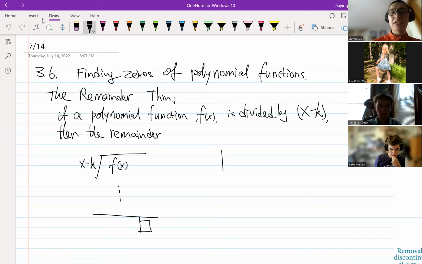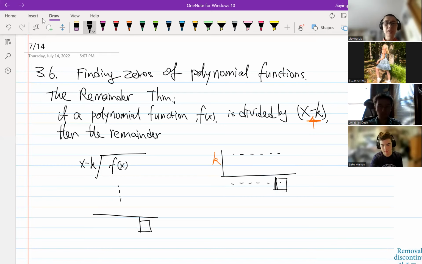So that's what the remainder is. And if we use synthetic division, we take the coefficients of f of x, and then we put the number, not k, not negative k, we take the number opposite from this parentheses. So we're going to take just k here. And if we do everything correctly, the last number here will be the remainder. The remainder could be 0, could be any number.